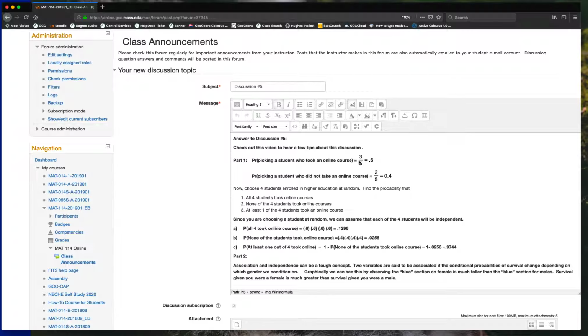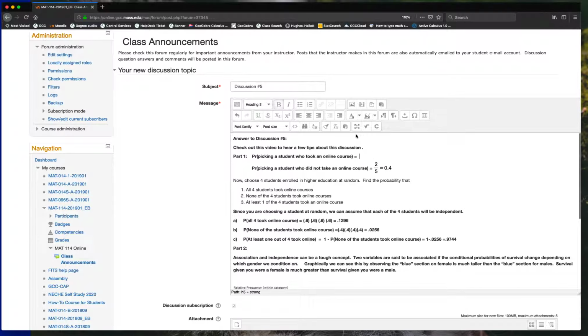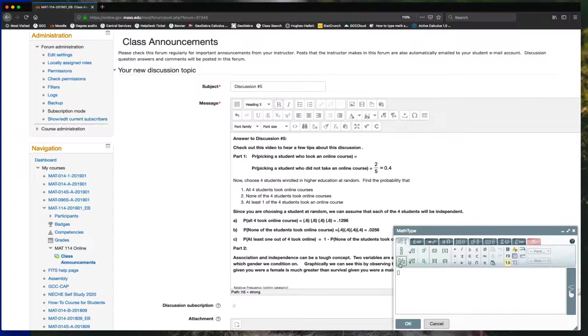And one of the things I wanted to show in this video is that we have a new feature in our Moodle discussion, and we can now use an equation editor. So if you're interested, this makes writing some of our mathematical equations a little bit easier. You can click here on the square root sign and a window will pop up.